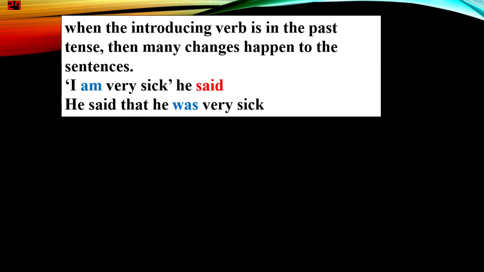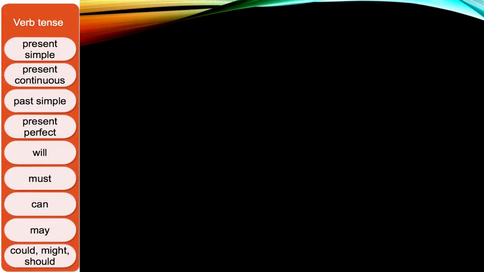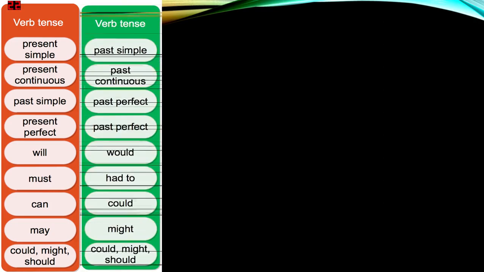كيوقعوا واحد المجموعة ديال التغييرات في الجملة. مثلا I am very sick he said رجعت he said that he was very sick. شنو هو القاعدة هنايا؟ القاعدة هو أن كان عندنا I am simple present رجعناها was simple past. إذا القاعدة غتكون بهذه الطريقة، هذه verb tenses. ملي كيكون عندنا شي فعل في simple present كنرجعوه simple past، وملي كيكون عندنا present continuous كنرجع past continuous، ملي كيكون عندنا past simple كنرجع past perfect، ملي كيكون عندنا present perfect كنرجع past perfect.